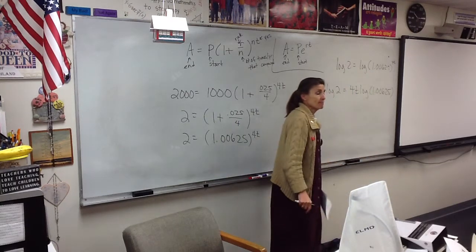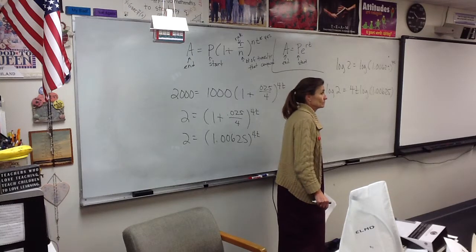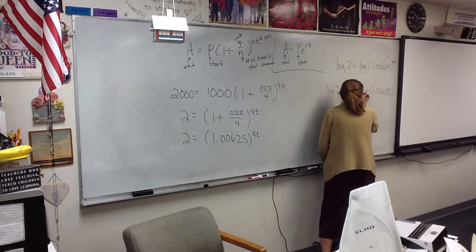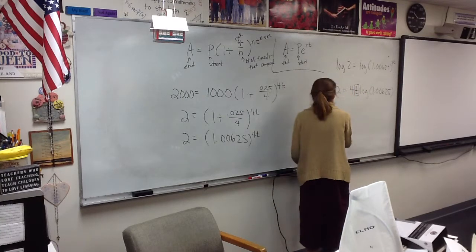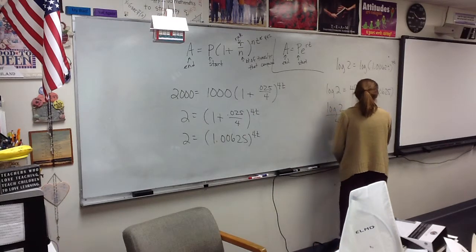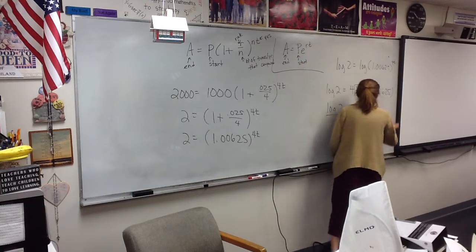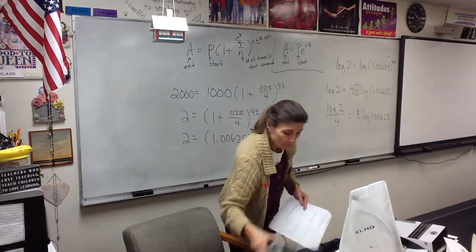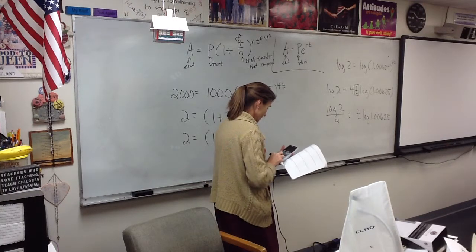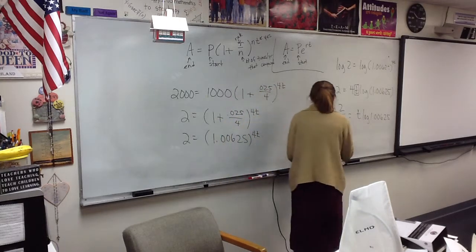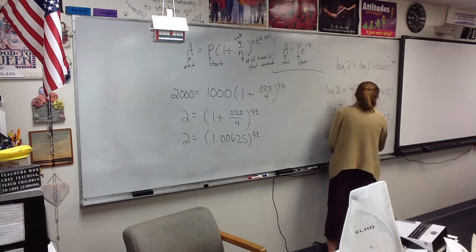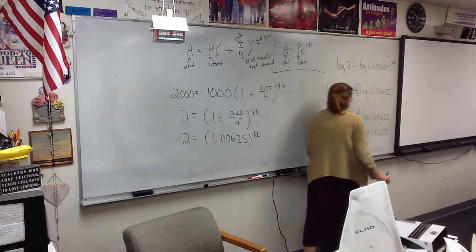Now what's going to be the next step? You want to get this by itself. Divide by 4. So we have the log of 2 divided by 4. I got some big long decimal. Okay, now what do you want to do?